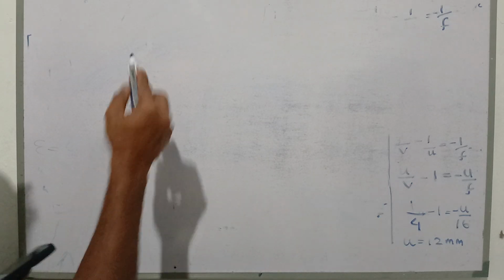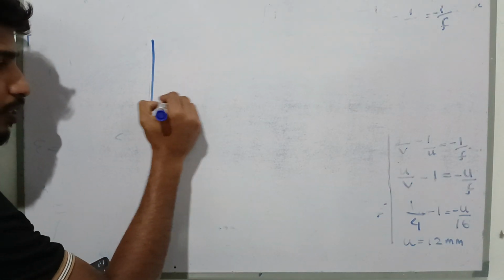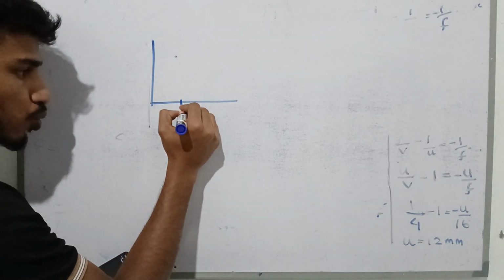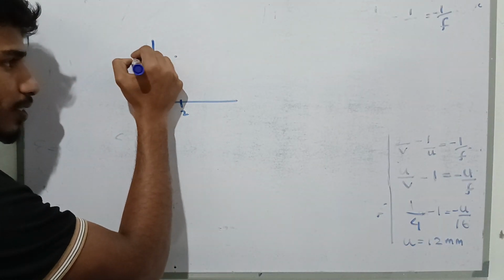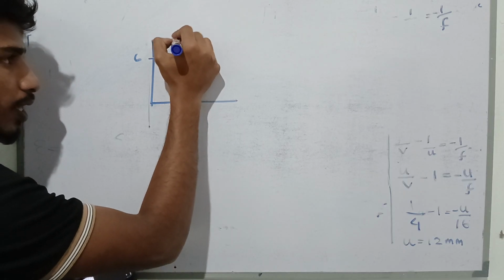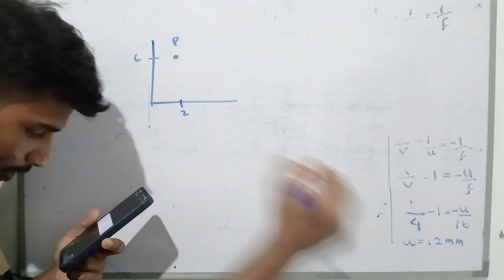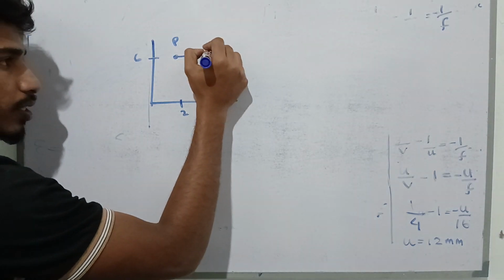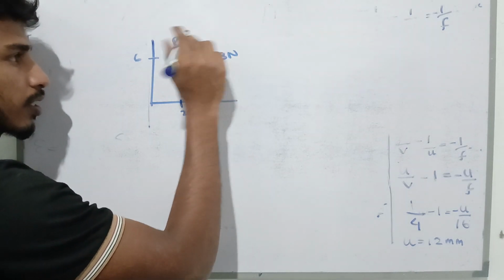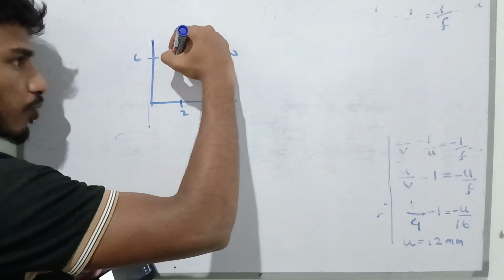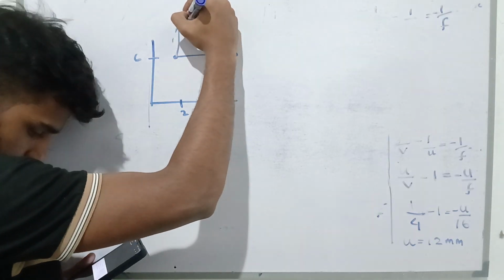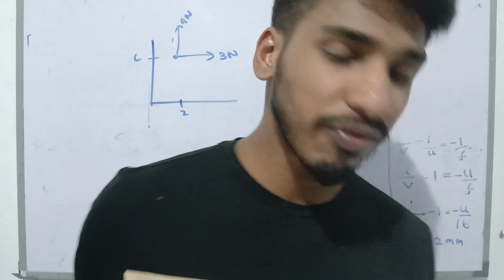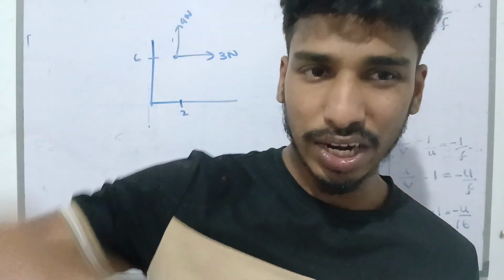So you can see that if this is my origin, point P is situated here, x coordinate is 2, y coordinate is 6. This is point P. A force is acting: 3 Newton and 4 Newton. There is 3 Newton and 4 Newton, I think. Okay. So if they are giving y as minus 4 Newton, it's in the downward direction, okay?